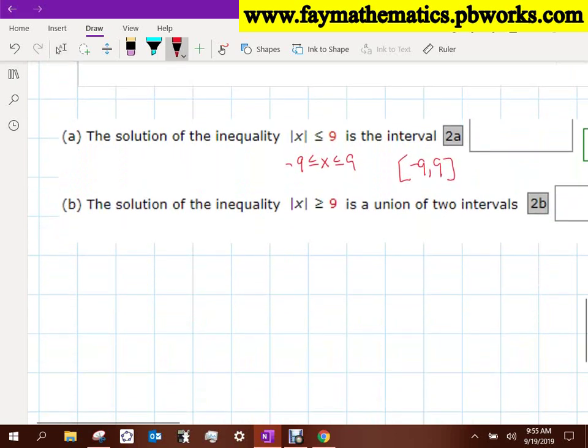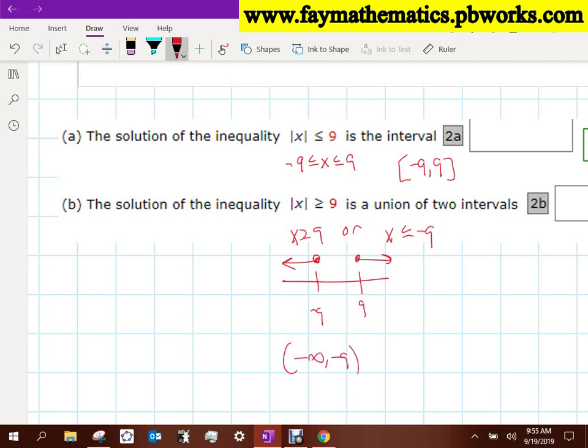Now here, if I go greater than, okay, so that's x is greater than or equal to 9, or x is less than or equal to negative 9. So if I were to graph that, there's 9, there's negative 9. We're looking at that stuff and that stuff, right? So now we're going negative infinity up to negative 9 to get this portion. Then this portion will be 9 to infinity, and we have to union that.